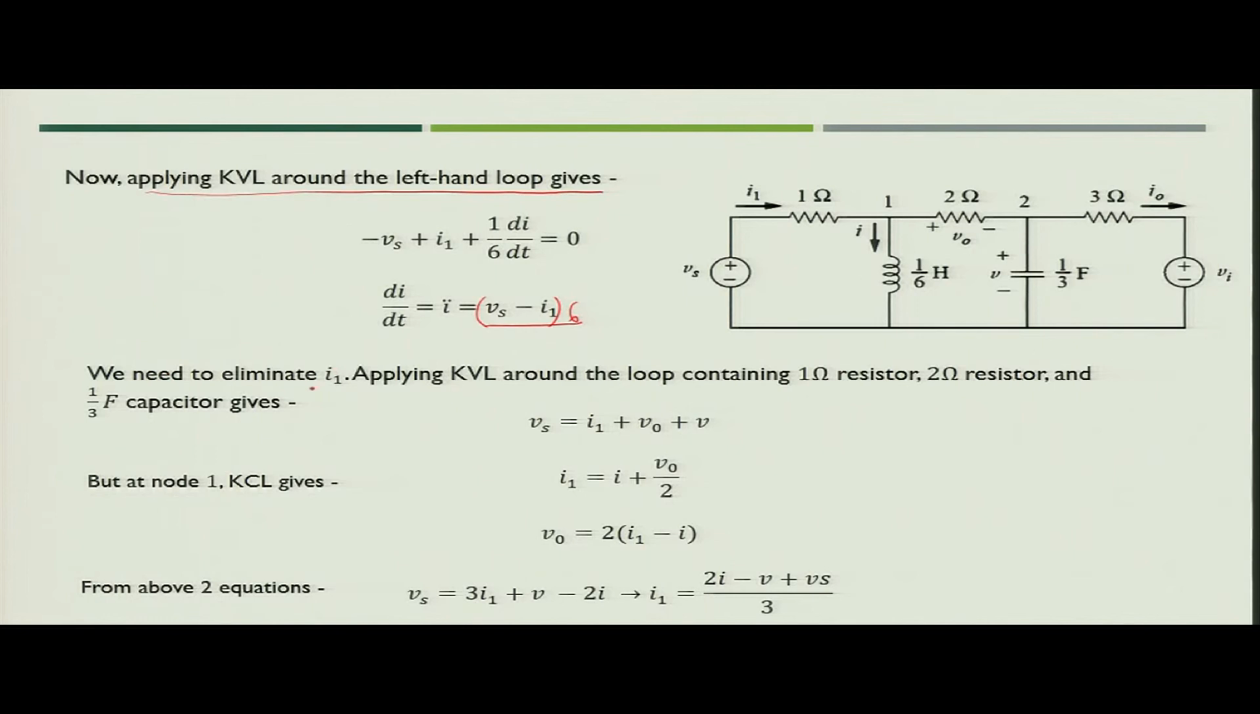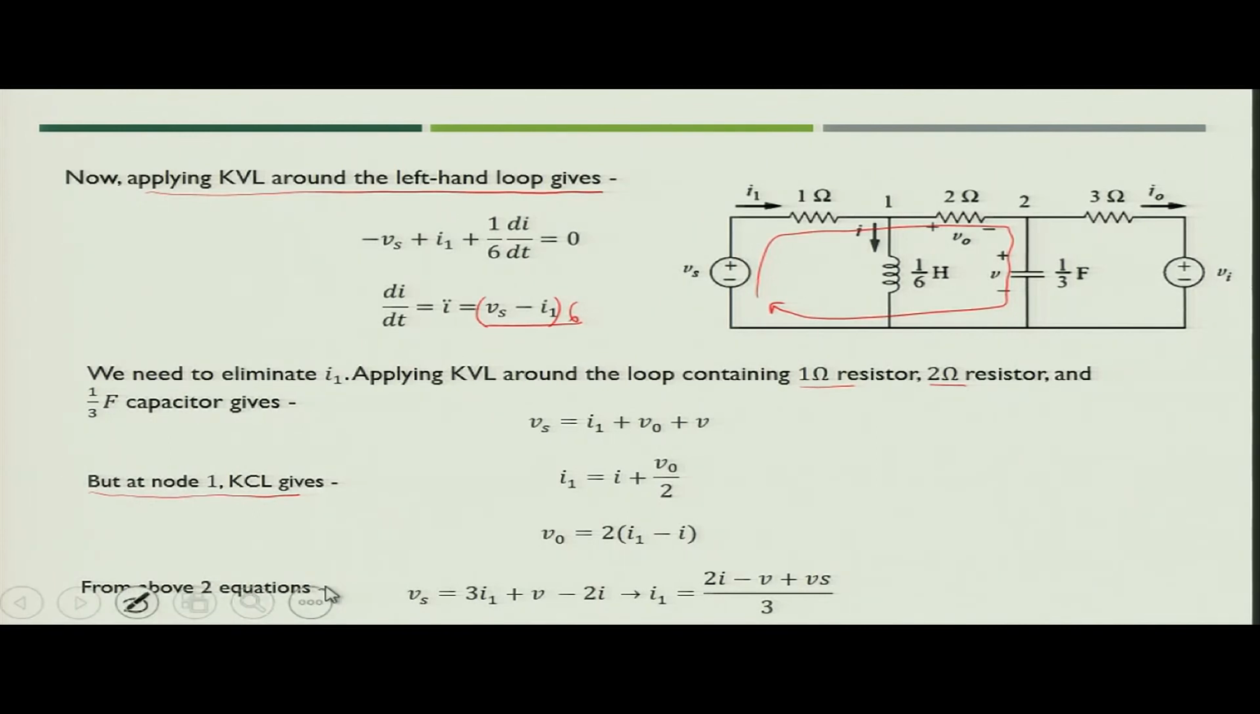Now, we need to eliminate I1 from this and apply KVL around the loop containing the 1 ohm resistor, 2 ohm resistor and 1 by 3 farad capacitor. So, if you apply KVL around this, what you get? Vs is equal to I1 plus Vo plus V. So, this is the loop which we are considering for applying the KVL. So, what is I1? I1 you can get from KCL while you apply KCL at node 1. So, I1 is nothing but I plus the current flowing through the 2 ohm resistance, that is Vo by 2. So, you get Vo equal to 2 into (I1 minus I).